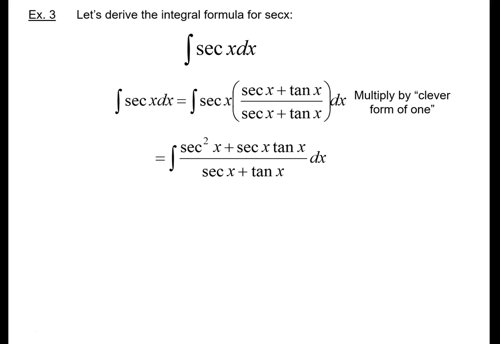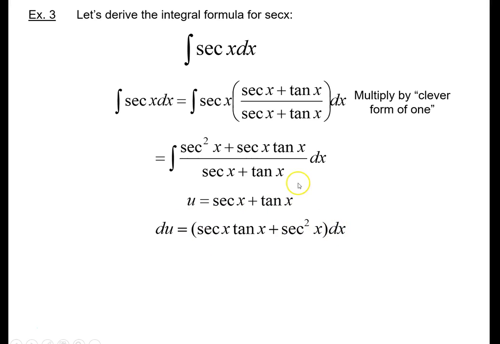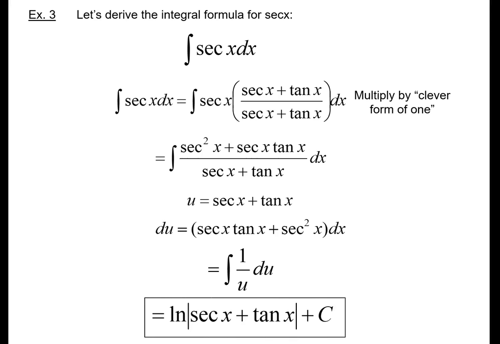So what does that give me? That gives me secant squared x plus secant x tangent x on the top over secant x plus tangent x on the bottom. I'm going to let u equal secant x plus tangent x, which is the denominator. And the reason I'm doing that is because I know my trig rules, and I know that the derivative of secant x is secant x tan x, and the derivative of tangent x is secant squared x. That, you'll notice, is exactly what you have in your numerator here. So then this turns into the integral of 1 over u du, which is the natural log of secant x plus tangent x. So the integral of secant x is the natural log of secant x plus tangent x.